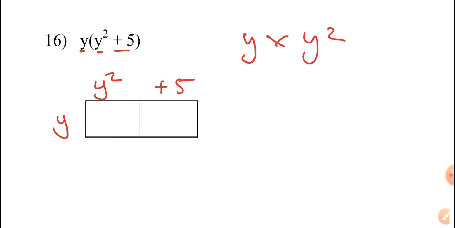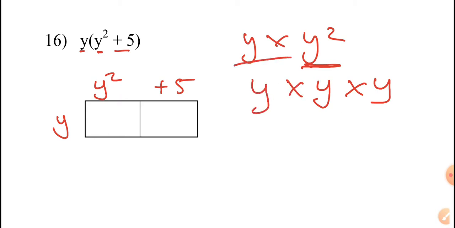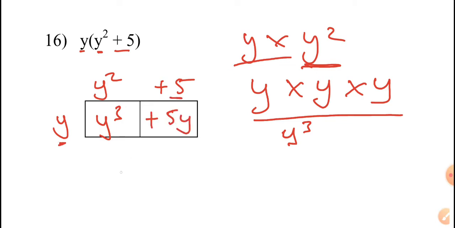This is side work just to explain to you. So if we look at y squared, what is y squared? Y squared is just y times y. And then I'm going to copy this bit down, y times y. So it becomes y times y times y, which is y cubed. So we write y cubed in here. And then y times plus 5 is plus 5y. So the final answer is y cubed plus 5y.